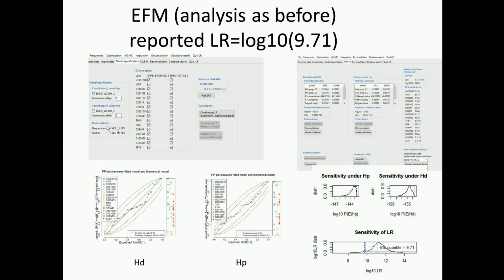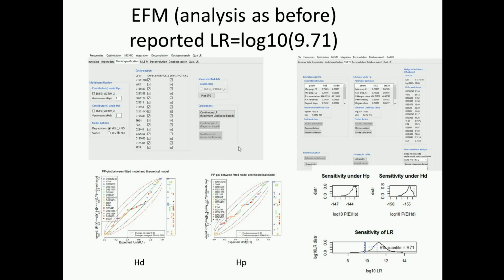The model is still a degradation model without stutter, and we click on the button here, the continuous LR button, which gives us the MLE fit, and then we can inspect the mixture proportions, which are virtually the same as before. We've got 20% of the victim as a contributor, and the remainder is around about 80% of the unknown individual. And here we can see the likelihood ratio, log 10 11.06 in this example.